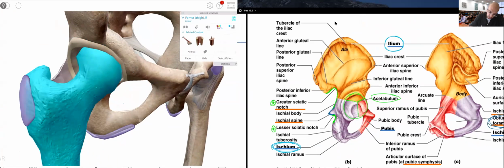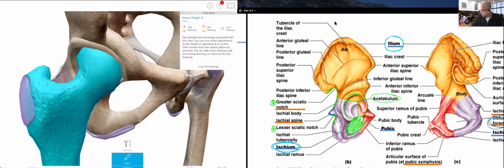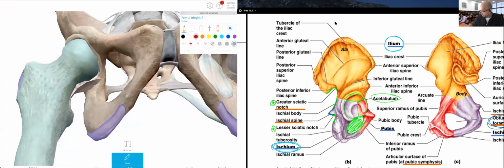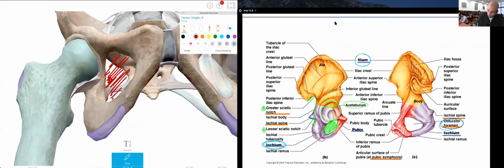Important markings also will include the large foramen on here that will serve as a site for the vessels and nerves to pass in and out of the pelvic cavity. We call this my obturator foramen. This is my obturator foramen.